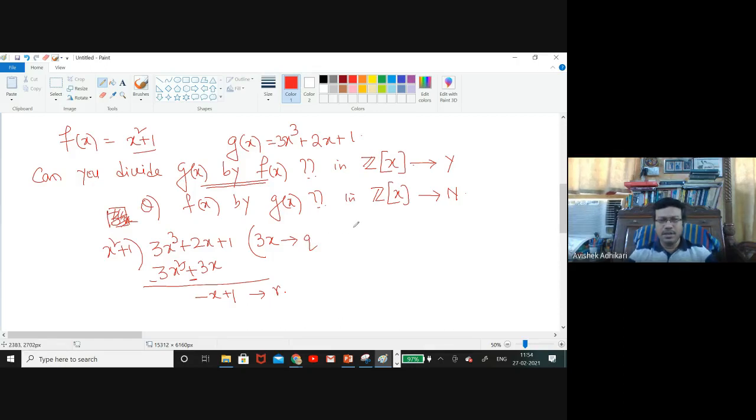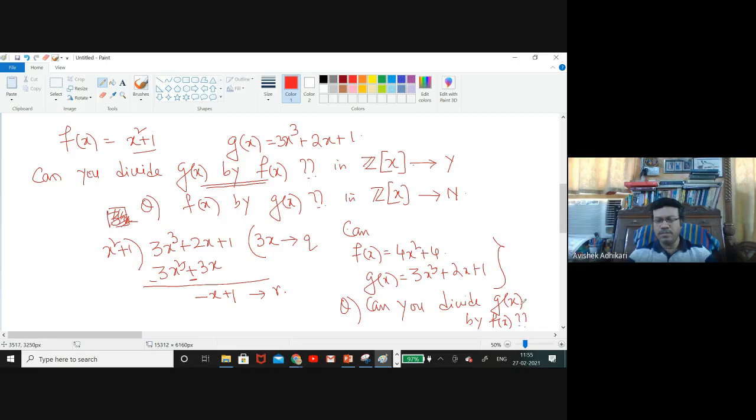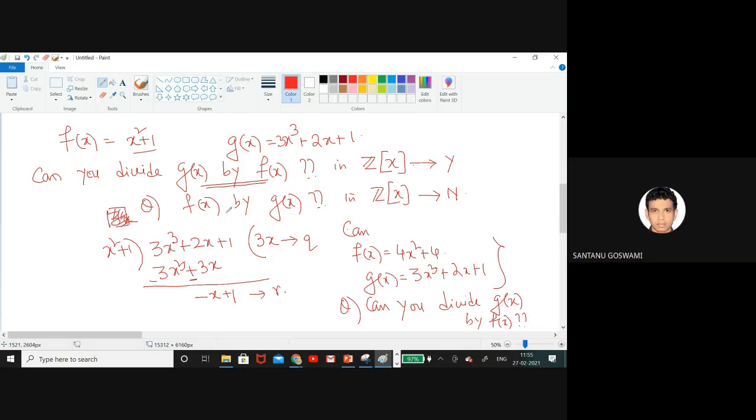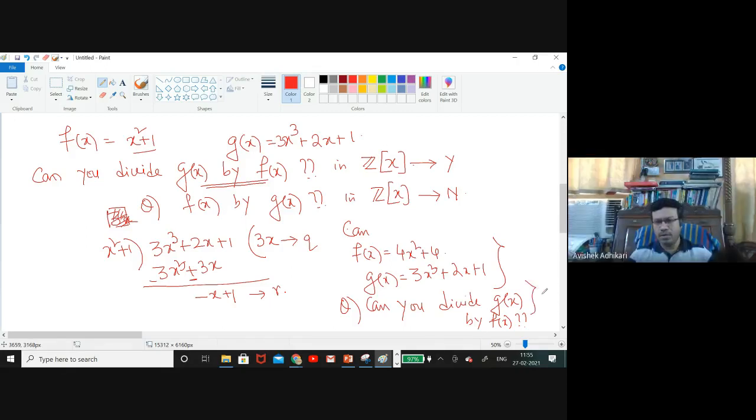So the question is, can we divide this? Now my f(x) is 4x squared plus 4, and my g(x) is the same, 3x cubed plus 2x plus 1. And I want to find, can you divide g(x) by f(x)? Now what will be your answer? In Z[x], of course, all the things in Z[x].